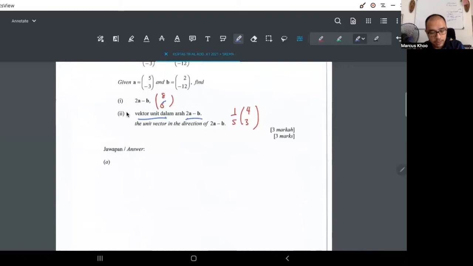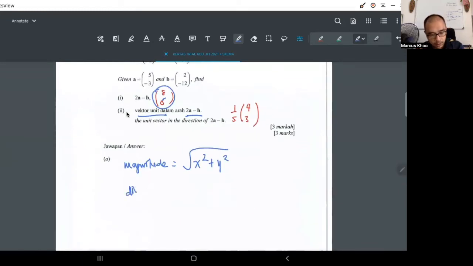Okay, and then don't forget to find the unit vector. If it's 2a minus b, then you're going to use the 8 and 6. Okay, so you have to find the magnitude first. Okay, the magnitude will be the square root of x squared plus y squared. Okay, like you're counting Pythagoras theorem. Okay, then you just divide the vector with the magnitude.